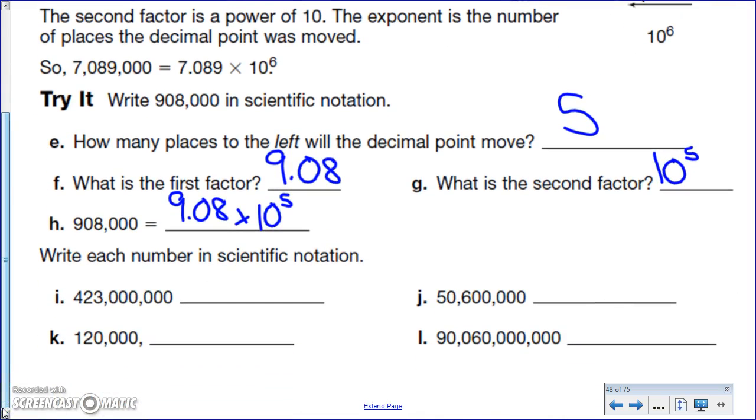For I through L, we need to write each number in scientific notation. So for I, first thing we're going to do is write our first factor. So the decimal is coming from the end all the way up to right behind the 4. So it's going to be 4.23 times. We know it's going to be times 10 to something, so we got to figure out how many places we moved the decimal. Well, if it came from the end of the number, we went past 3 zeros, and then another 3 zeros, and then 2 numbers. So we moved a total of 8 places.